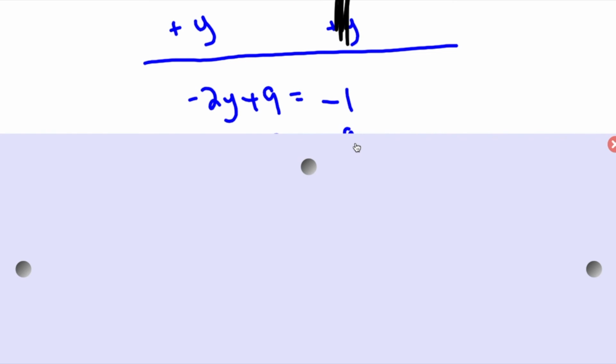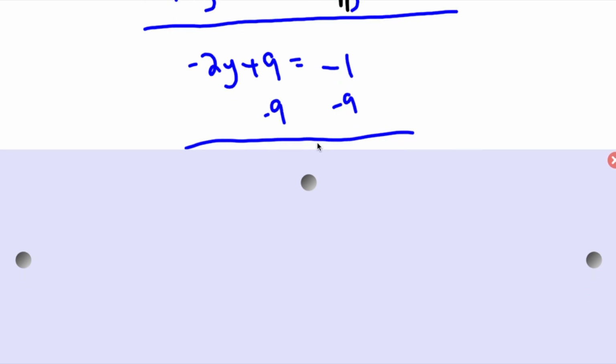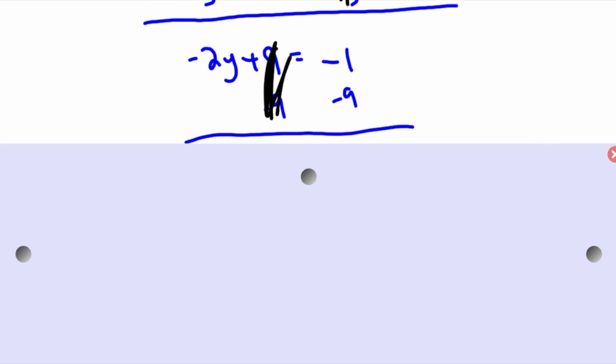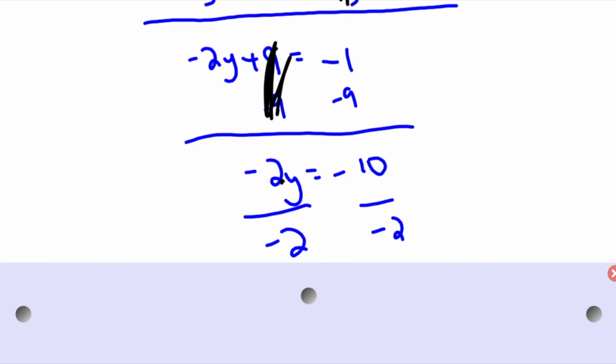Next, I need to move this 9 over. It's a positive 9. I need to do the opposite and subtract 9. So subtract 9 from both sides. 9 minus 9 is 0. These are gone. So left-hand side is negative 2y, and the right-hand side, negative 1 minus 9 is negative 10. These are being multiplied, so my last step to separate the negative 2 from the y is to divide by negative 2. So divide both sides by negative 2, and we get a final answer of 5.